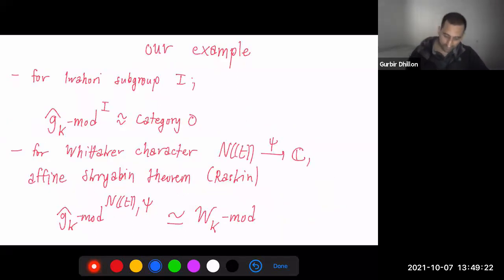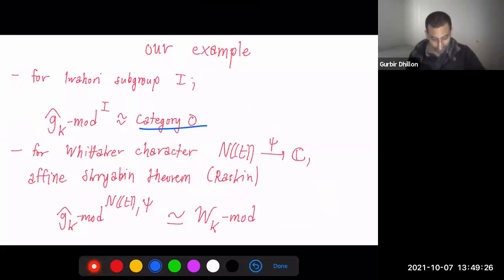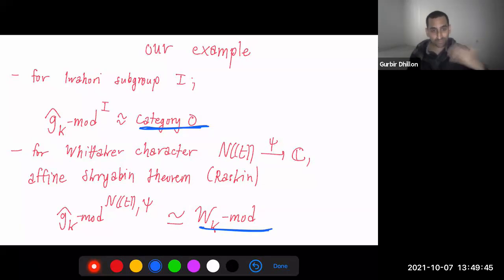Okay, and so in the thing we were studying, we were trying to understand what happens when you take something in category O and apply one of these Drinfeld-Sokolov reduction functors to it. So we were going from category O to representations of the W-algebra. And the nice thing is that both of these categories have nice descriptions in terms of this categorical representation theory.